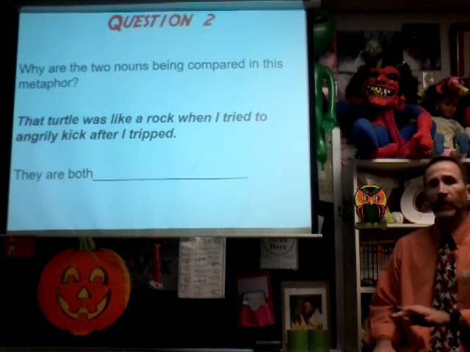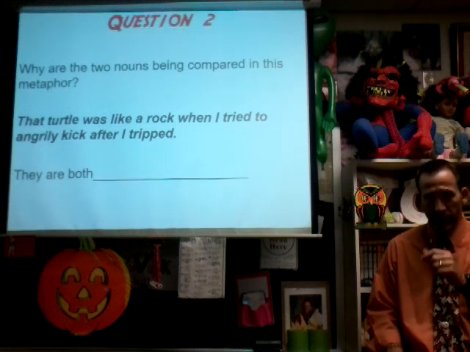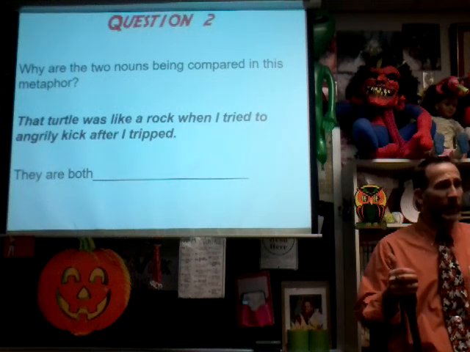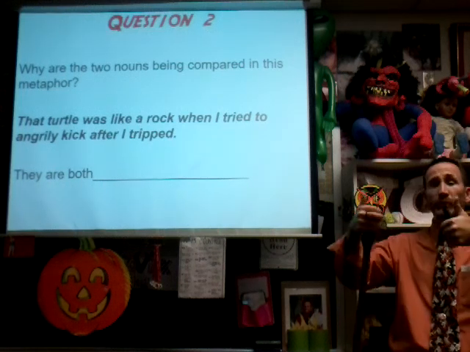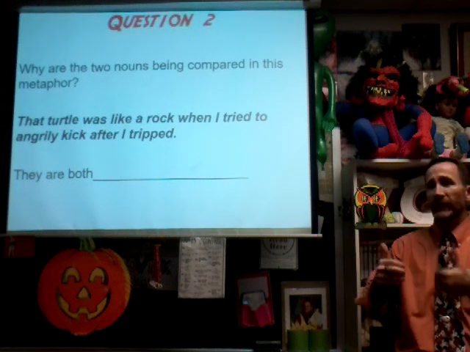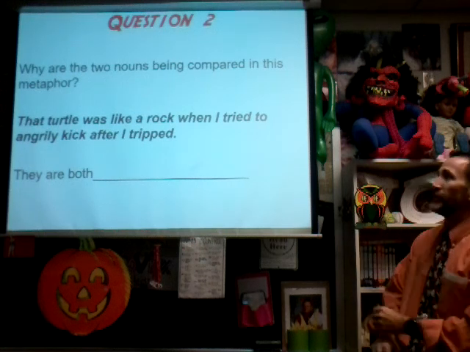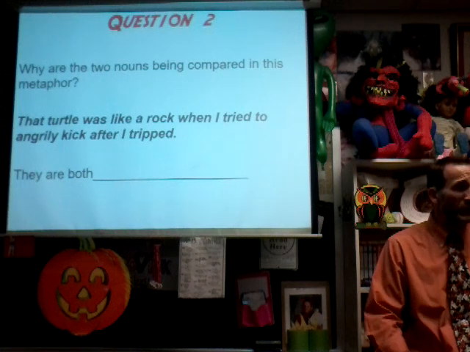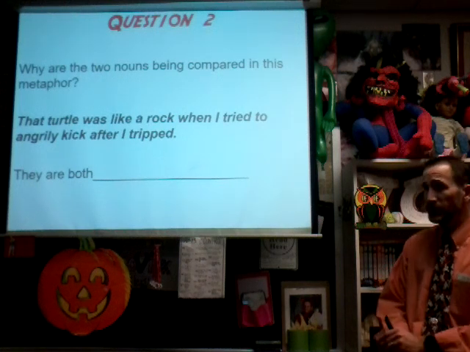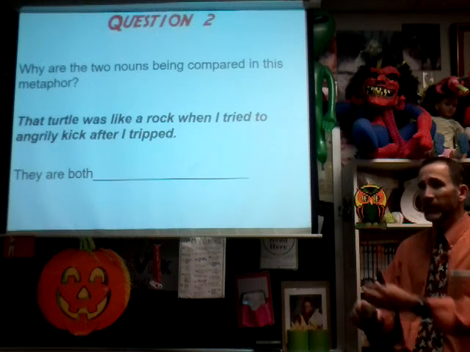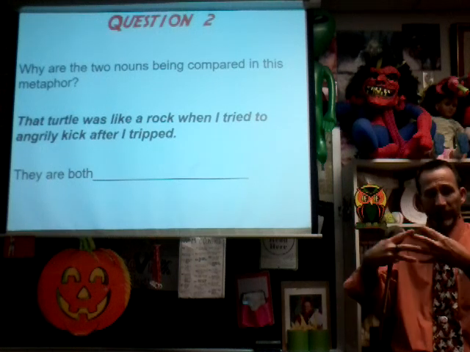Let's back up. What two nouns are being compared? Turtle and a rock. So why are we comparing the turtle to a rock? What do those two things have in common? Hard. The fact that they are both things that are hard. That's what I'm looking for you to figure out. If you put round, that'd probably give you one of the 2 points, because if I wanted round, I would have said something along the lines of a ball. So figure out why the author is picking those things.